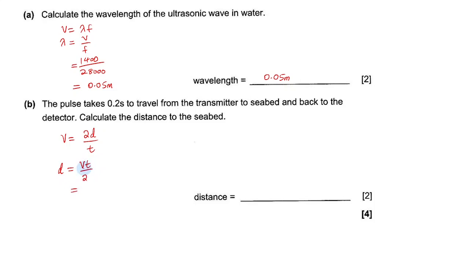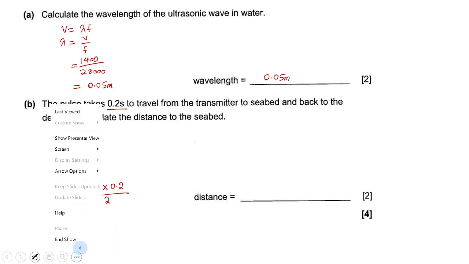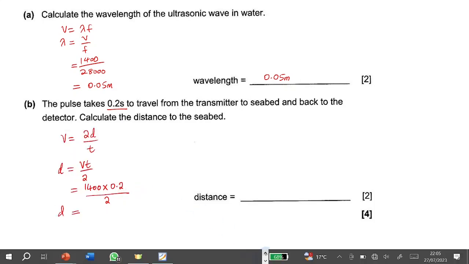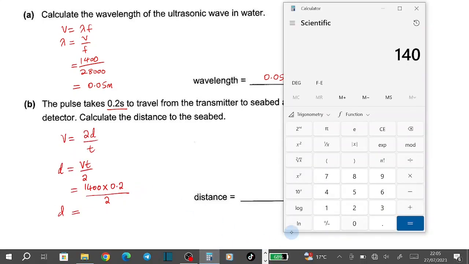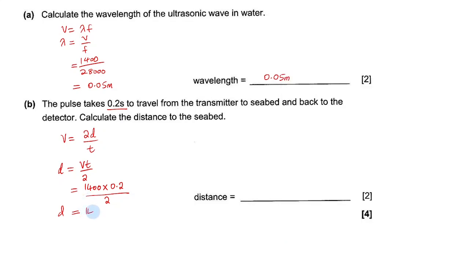So v is the velocity which they gave us, 1400, times t, which is the time they've given us, 0.2, then over 2. So evaluate the distance here. 1400 times 0.2, then divided by 2. So the distance will be 140. So 140 meters. So here you write 140 meters.